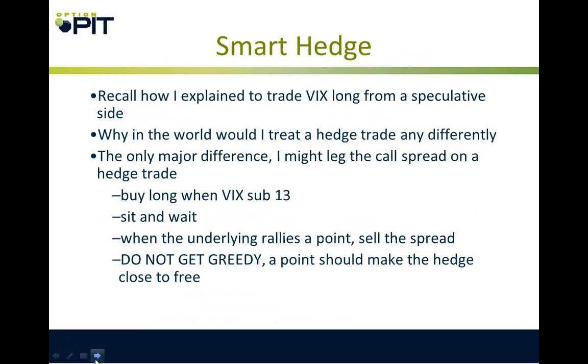And so recall how I explained to trade VIX long from the speculative side. Why in the world would I treat a hedge and trade any different? The only major difference, I might leg the call spread on a hedge trade. So I buy VIX calls when the VIX is low, I sit and wait. When the underlying rallies a point or two, I then will execute the spread. So I'll buy low and then I'll sell higher.